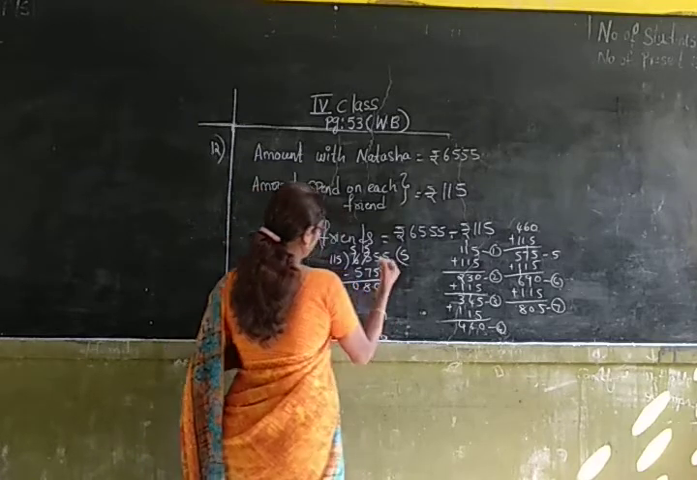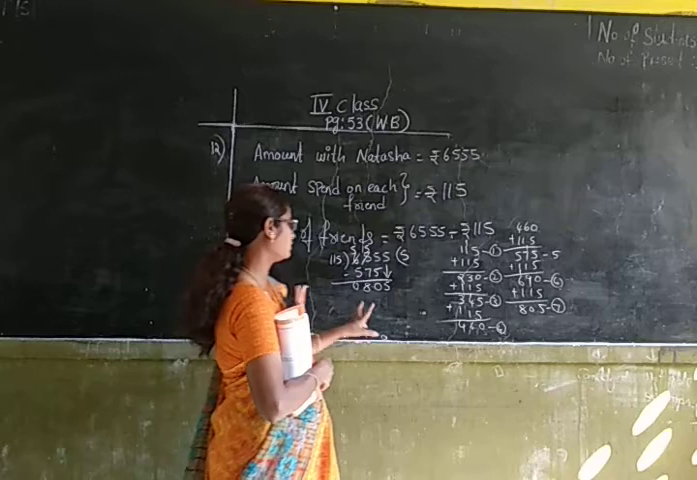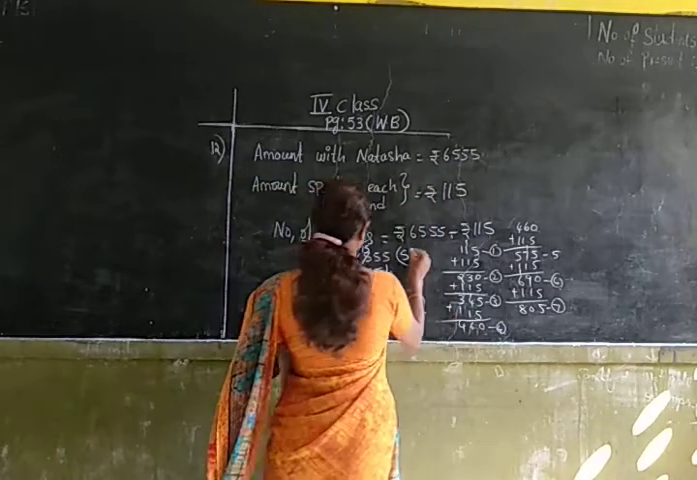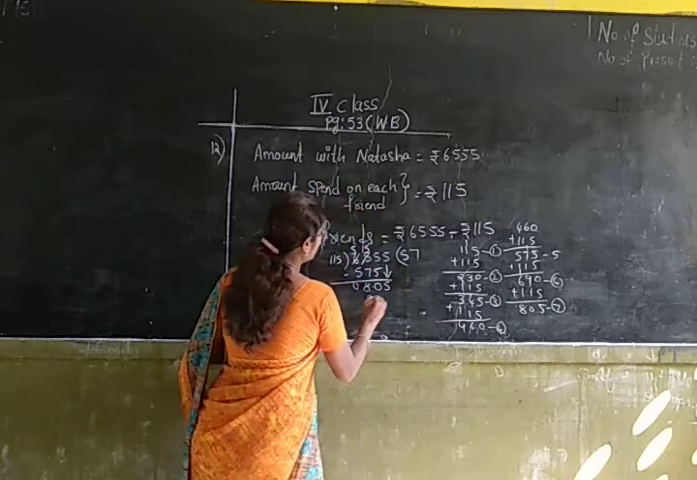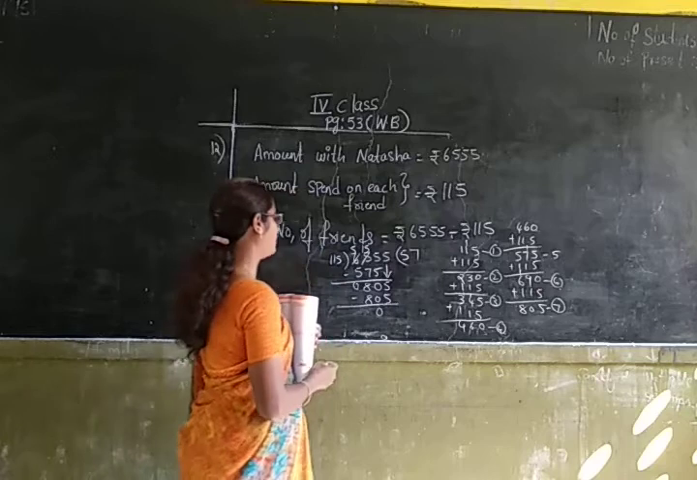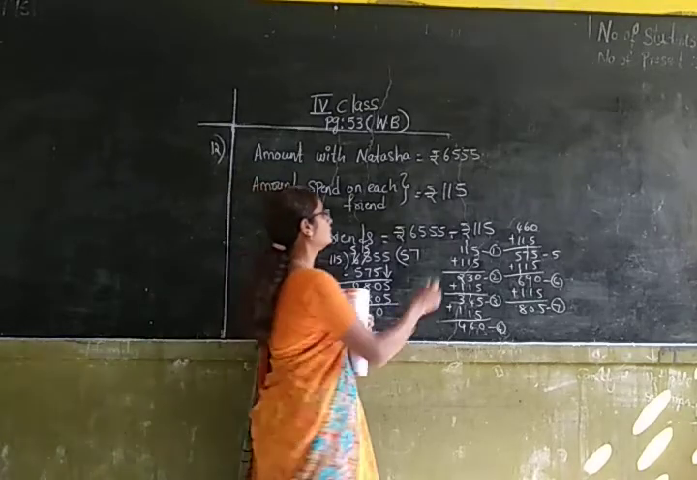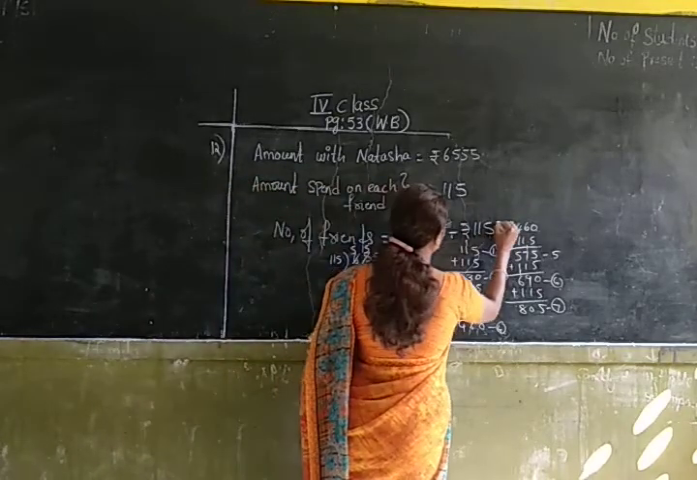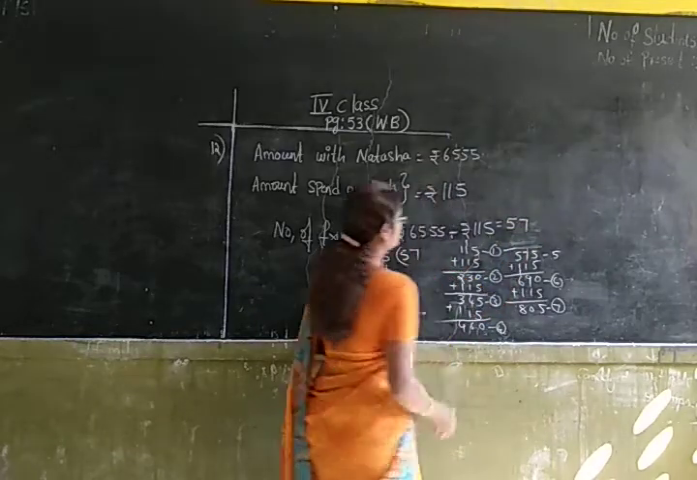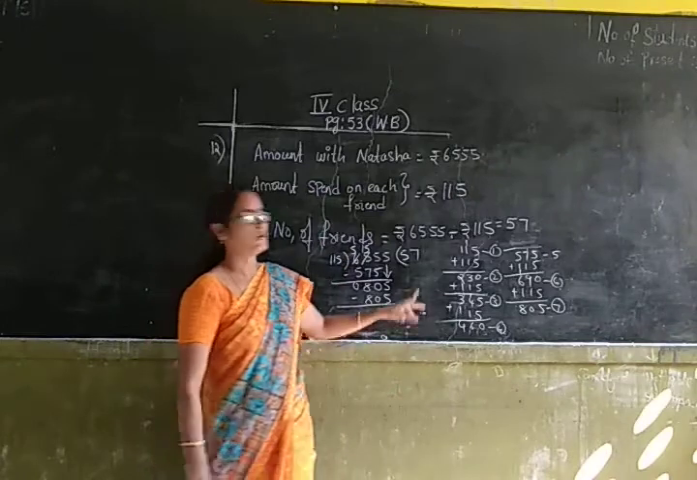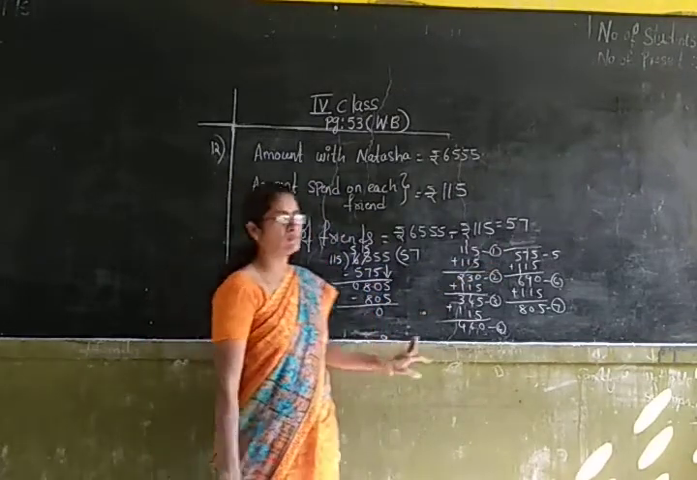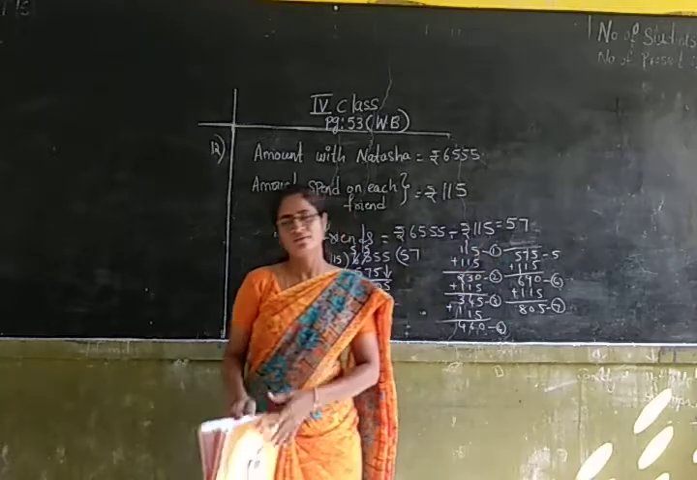Bring down 5. How many times 115 goes in 805? It goes 7 times. 805 minus 805 is 0. So here the answer is 57. She can give party for 57 friends. Okay children? She can give party for 57 friends.